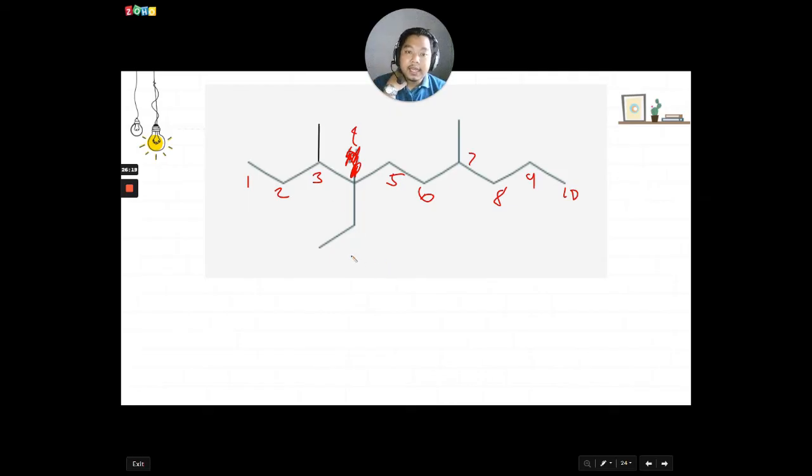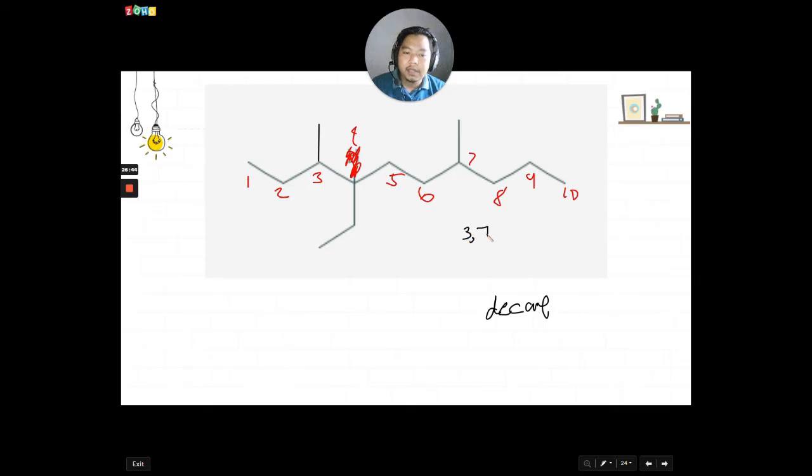So, what will be the name? To name this one, hopefully you've tried it. Again, count the longest chain. That would be a decane. Next is identify the attachment. You have methyl on 3 and 7 and an ethyl on the 4th. So, you know that 3 and 7 will be dimethyl.